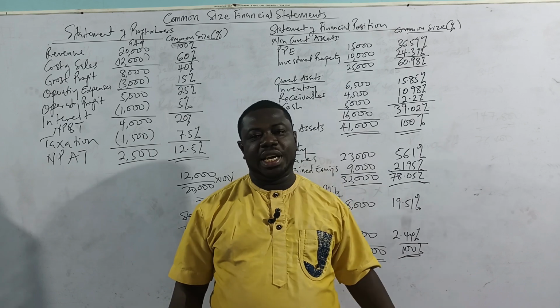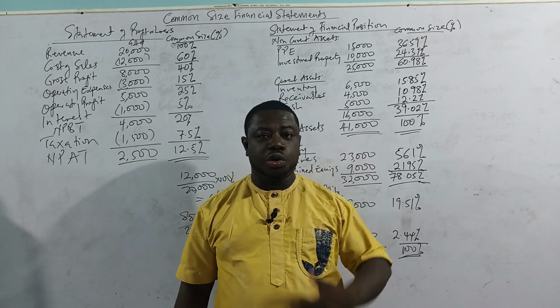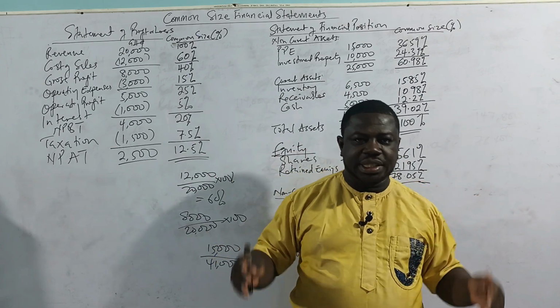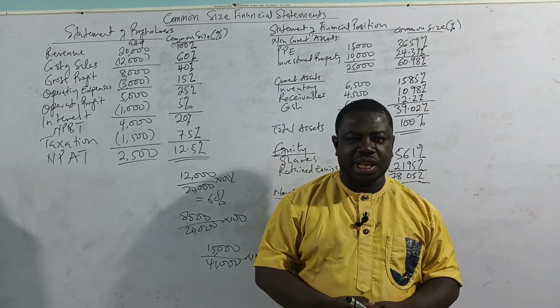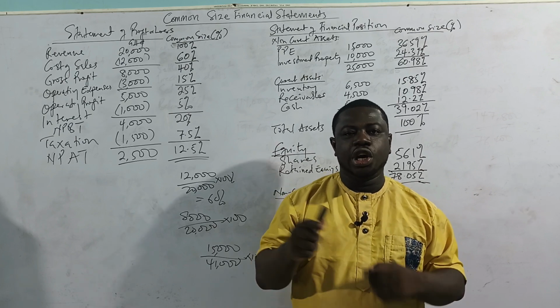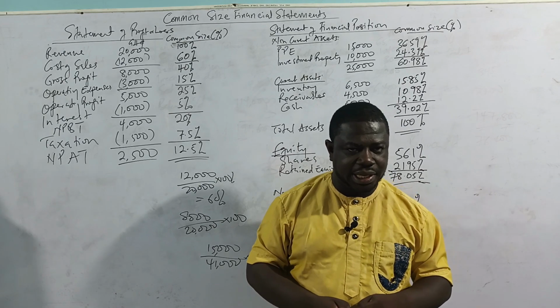So this is just for one entity, but in a typical question that we are going to solve in part 2 of this video, we are going to look at 2 different entities, and then we are going to prepare a common size financial statement, and then we can make our conclusions on various performance indicators.